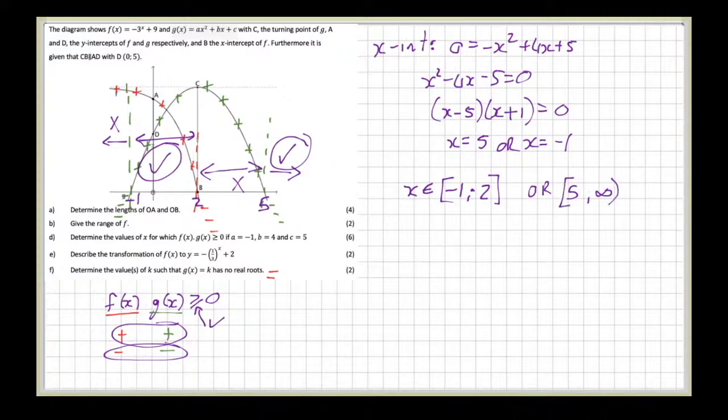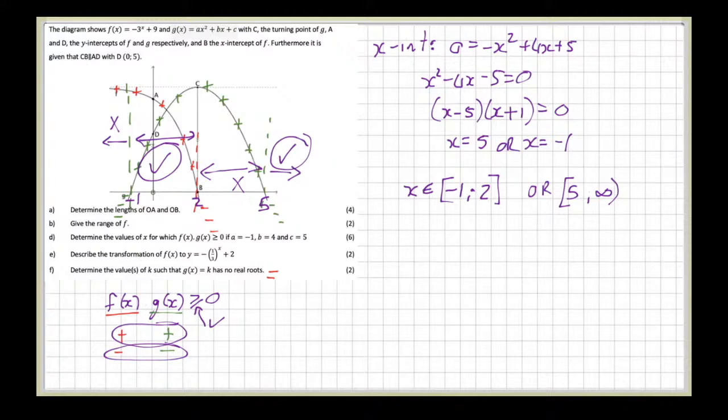If there were no equal, so if they didn't say bigger or equal to 0, then it would not have been square brackets. It would have been round brackets because we can't have equal to 0. Woo! I'm having fun tonight. I hope you're having fun with me.